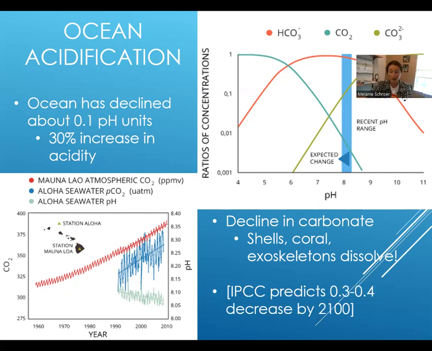It is predicted by the Intergovernmental Panel on Climate Change that there will be a 0.3 to 0.4 decrease in pH by 2100. So within the next 80 years, easily within your lifetime, this trend can increase even more, or can continue even more. And again, each 0.1 pH units is like a 30% increase in acidity.